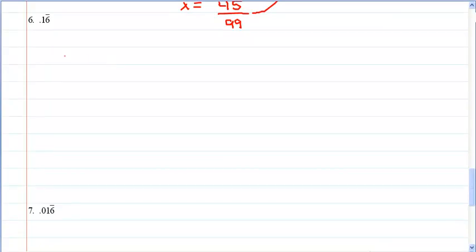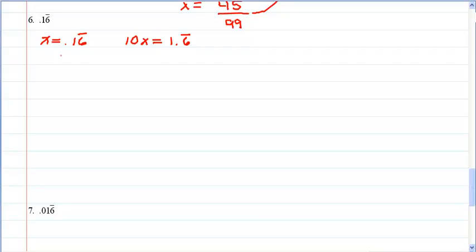For number 6, this one is a little bit more complicated because the repeating symbol is not over the entire right side of the decimal point. So there will be a slight change as we work out this problem. I'll start with x equals 0.16 repeating. And this time, I want to get just the repeating part to the right of the decimal, so I'm only going to multiply this one by 10, so that I have 10x is equal to 1.6 repeating.